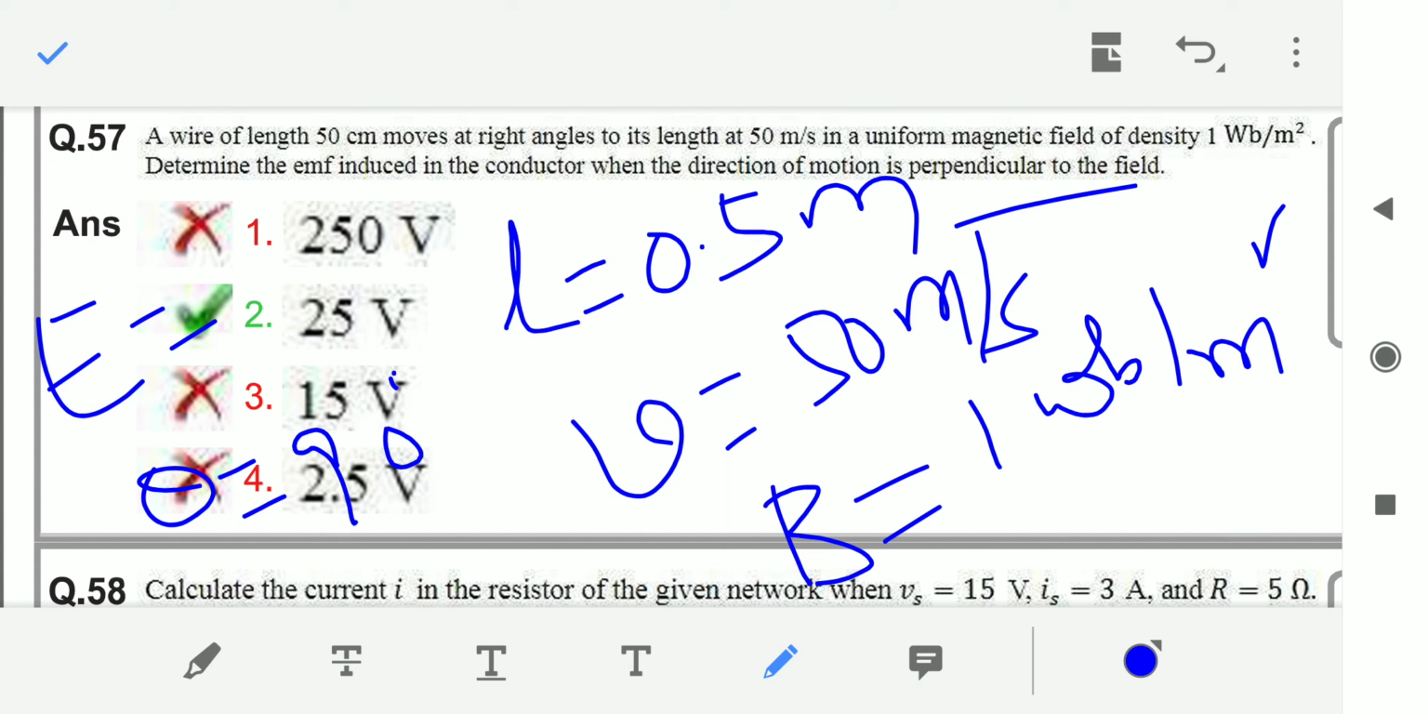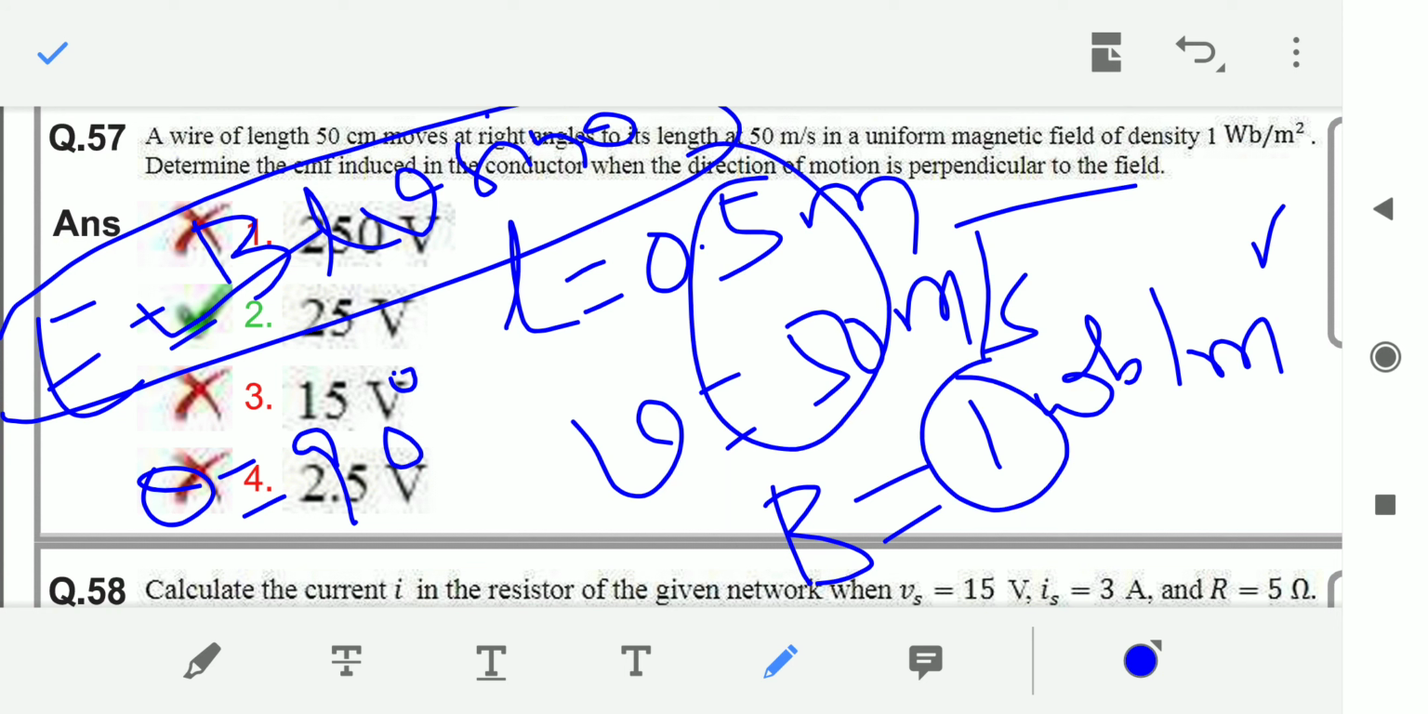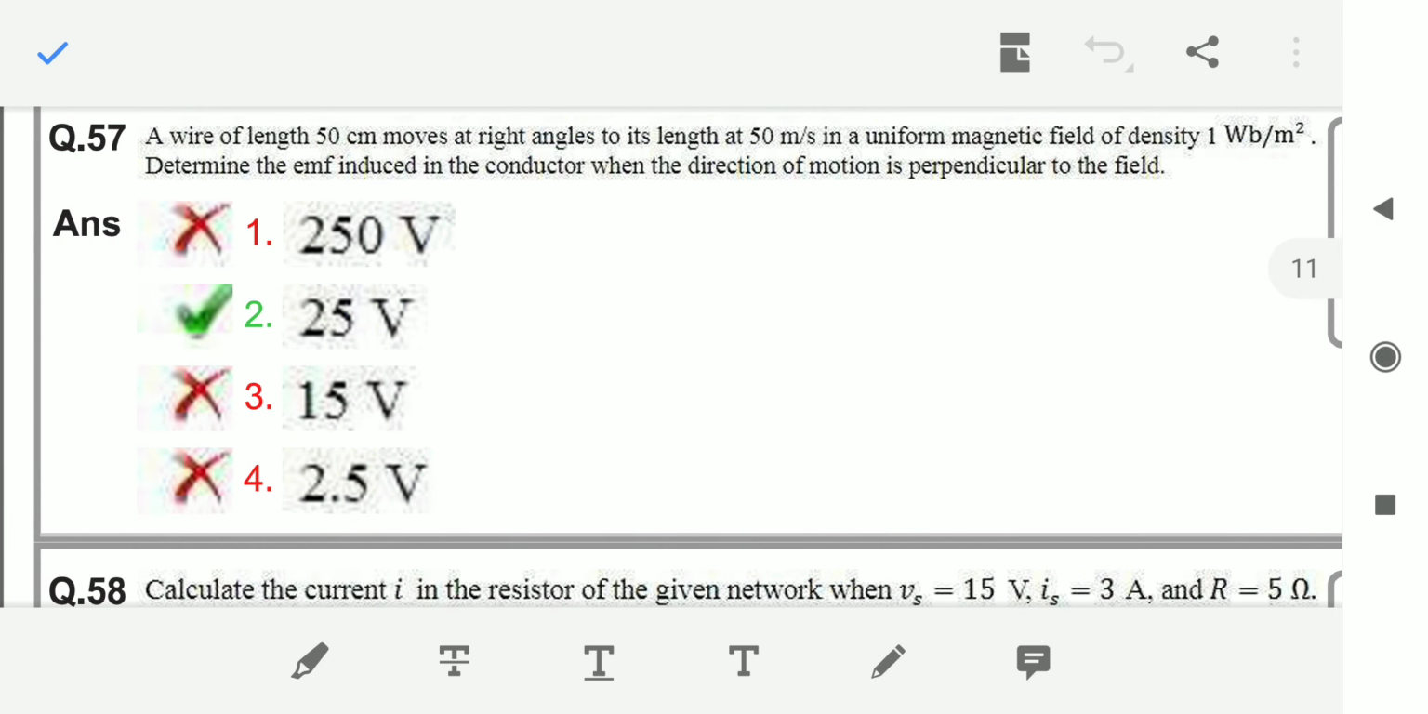So the formula is BLV sin theta. If you multiply these values, you will get 25. How? 0.5 into 50 is 25, into 1 is 25, into sin 90, and sin 90 means 1. So that means 0.5 into 50 into 1 into 1 is equal to 25 volts. So the answer will be 25 volts.